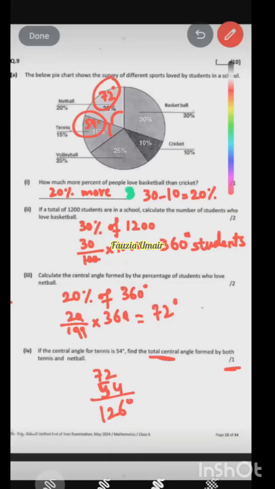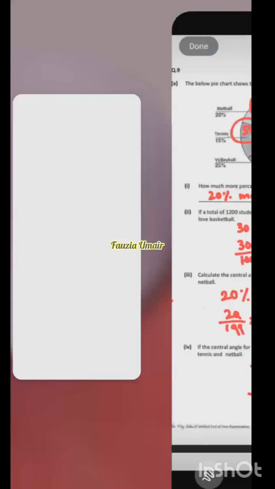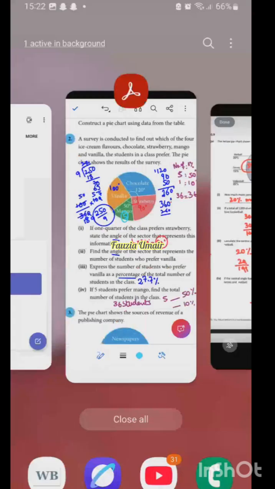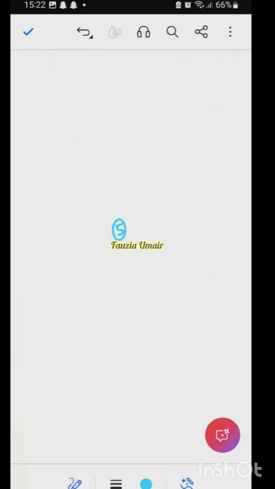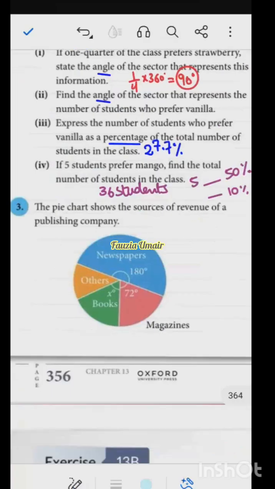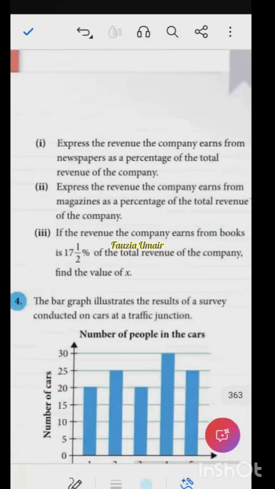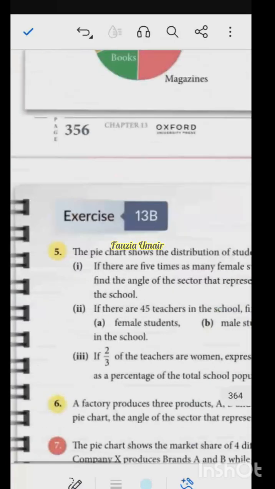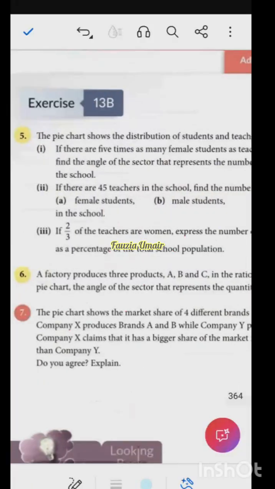Ma'am, let me send this. Okay, now let's see. There's a third question left. Actually, not just the third, there are two or three more questions, so we can do them tomorrow. The pie chart is again given to you and you need to answer these questions. We haven't done the fourth question, and then we need to do the fifth and sixth questions.